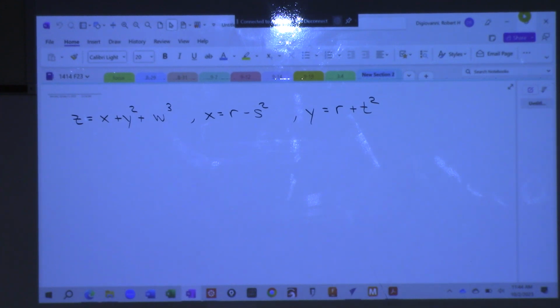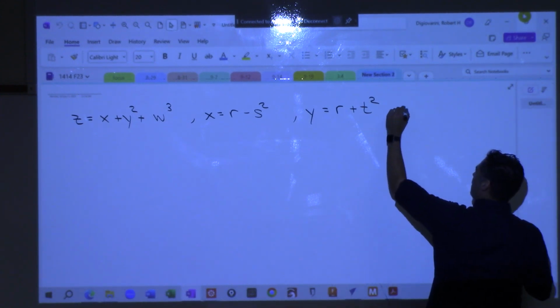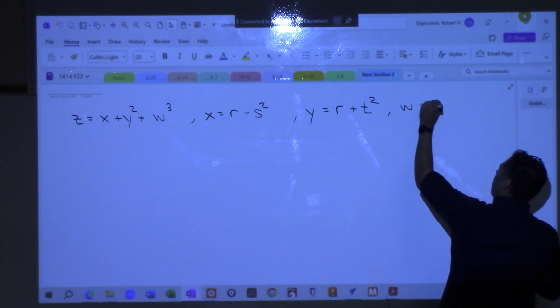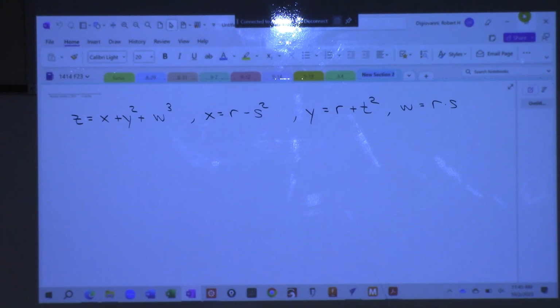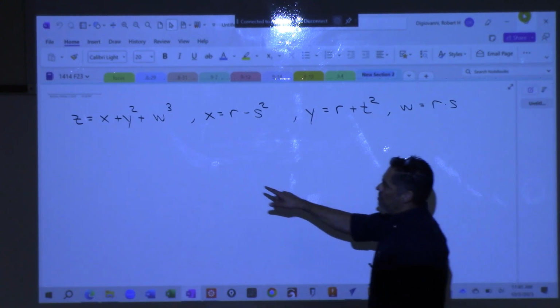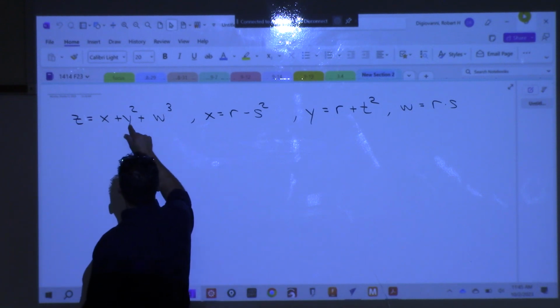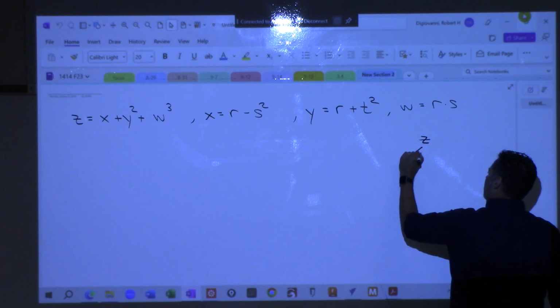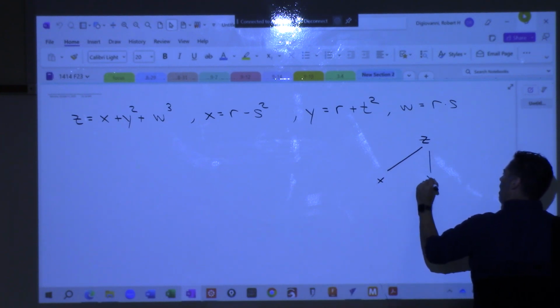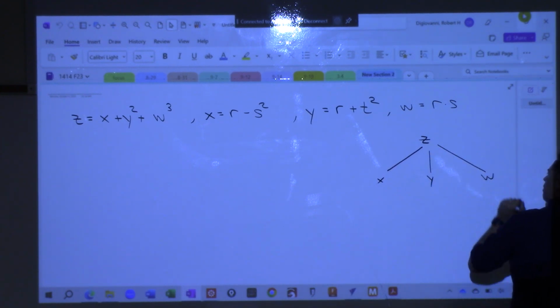Oh, wait, I forgot my w. Yeah, because w doesn't equal anything. W is, let's go with r times s. Sorry, I forgot that one. I could have left it out, but I'll put it in there for you. All right. So what do you need in order to know what z is? X, y, and w. So let me put that over here. Z, I need x, I need y, I need w.